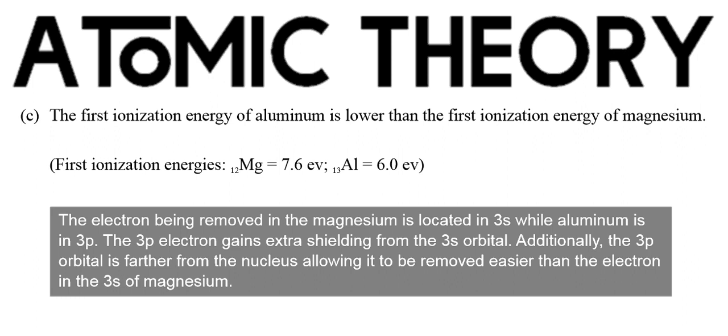My answer I went with then is that the electron being removed in the magnesium is located in the 3s while the aluminum is in the 3p. So I've established my situation. The 3p electron gains extra shielding from the 3s orbital. Additionally, the 3p orbital is farther from the nucleus, allowing it to be removed easier than the electron in the 3s of magnesium. Again, set up the situation and then get right to the point.